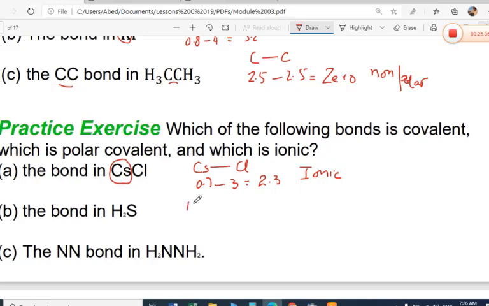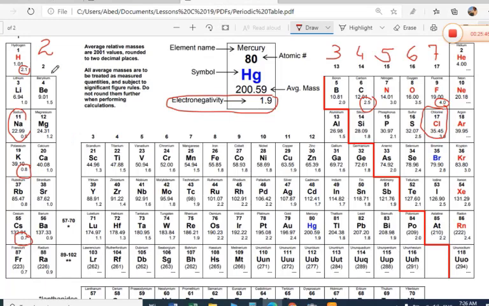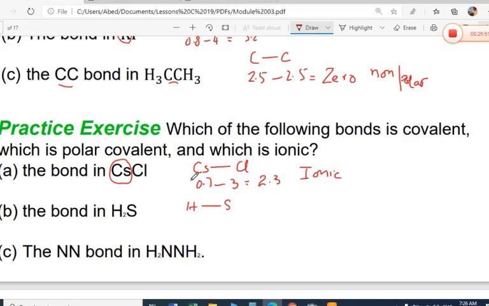Next it is between the hydrogen and sulfur. So how much is the hydrogen? Let me see again. Yeah, hydrogen is 2.1, and the sulfur is 2.5. So 2.1 minus 2.5 is equal to 0.4. So it is polar, slightly polar. You can write complete polar covalent bond.